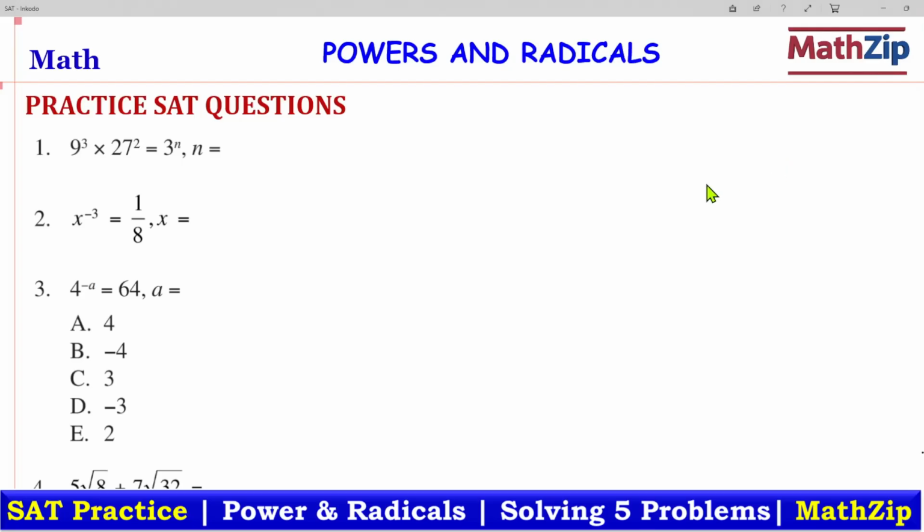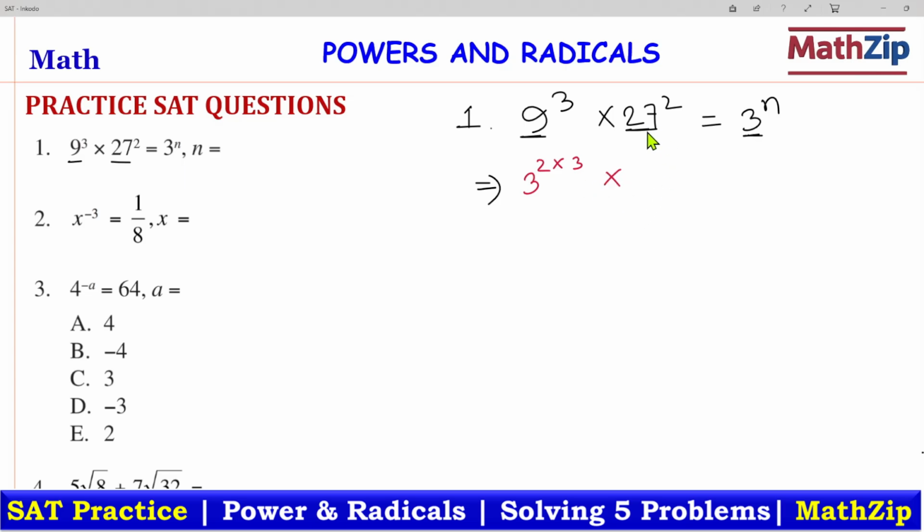Practice set questions. Number 1: 9 to the power 3 times 27 squared equals 3 to the power n. Here the bases are 3, 27 and 9, but we have to make them a similar base. How? This 9 we can write as 3 squared, and this 27 we can write as 3 cubed, and so on.